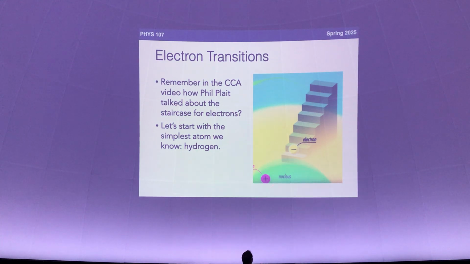So for hydrogen, we have one nucleus, that's the proton, and then an electron floating around it. And what physicists noticed in the beginning of the 20th century is that electrons were only allowed at particular steps. Like stepping up on a step, I can take a full step up, but I can't take a half step up.